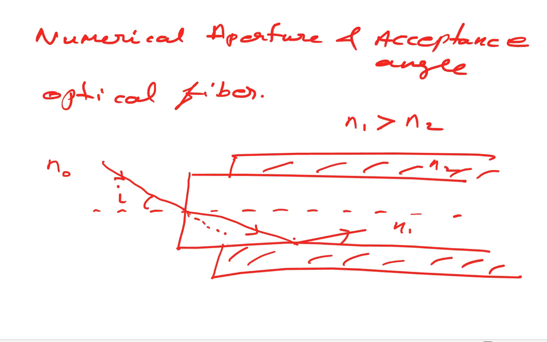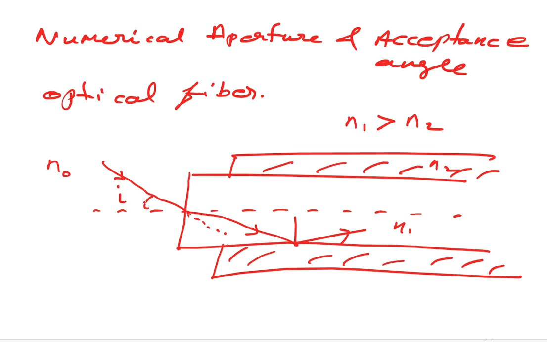What is the condition here to get total internal reflection? When a light hits here, this is from a denser medium to a rarer medium. The light is hitting the interface between the denser medium and the rarer medium. Obviously, the light will move away from the normal. But here I want total internal reflection, so the angle should be greater than the critical angle.